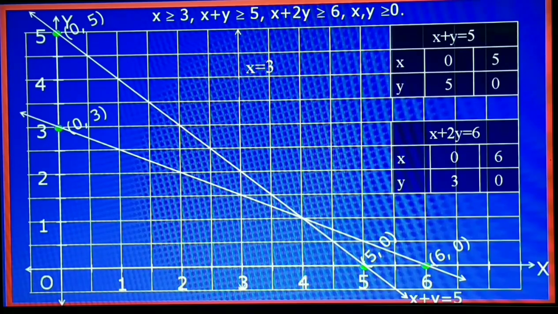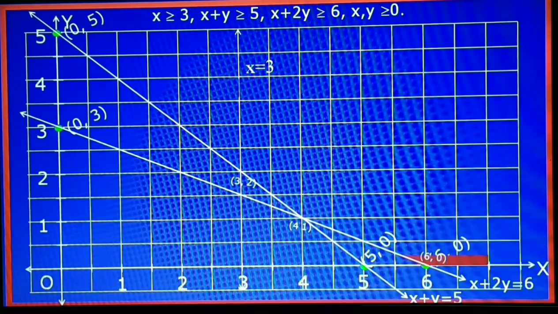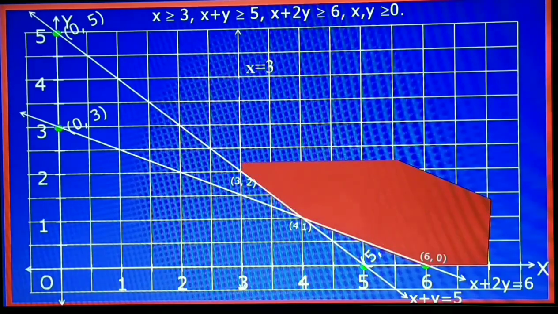In the second inequality, when you take x is equal to 0, y is equal to 0, 0 is greater than or equal to 6. Again, the origin will not satisfy that inequality. Therefore, for this equation, we just have to shade above that line. Then we will get a common region, which is unbounded.